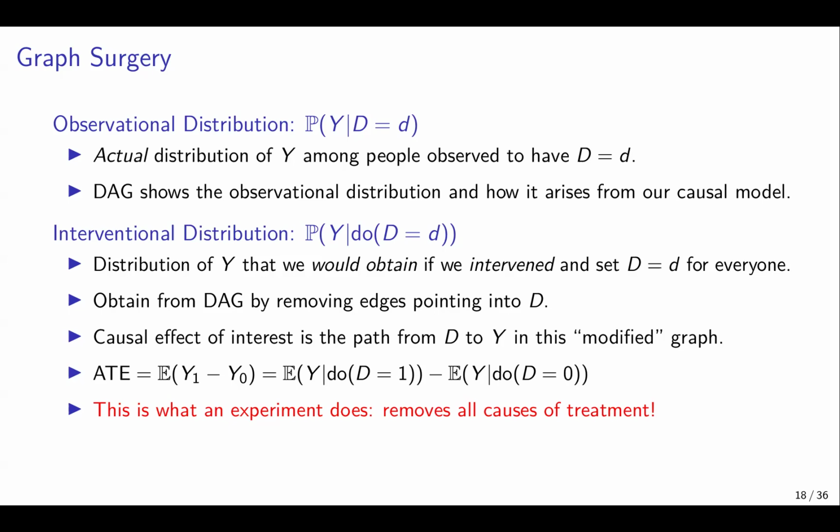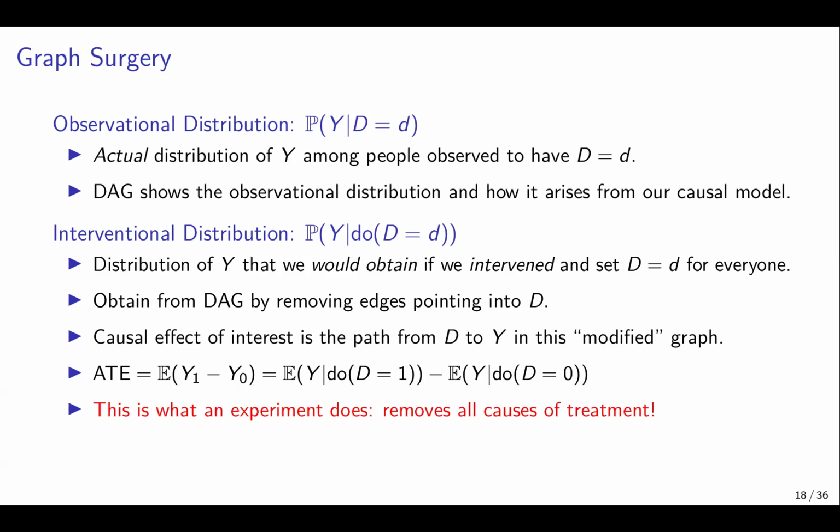So in particular, the ATE, which, as we know from our previous lecture, was defined as the expected value of y1 minus y0, in this new sort of DAG way of looking at the world, that thing is equal to the expected value of y given do d equals 1 minus the expected value of y given do d equals 0. And if you think about this, it's actually not as strange as it may sound at first.